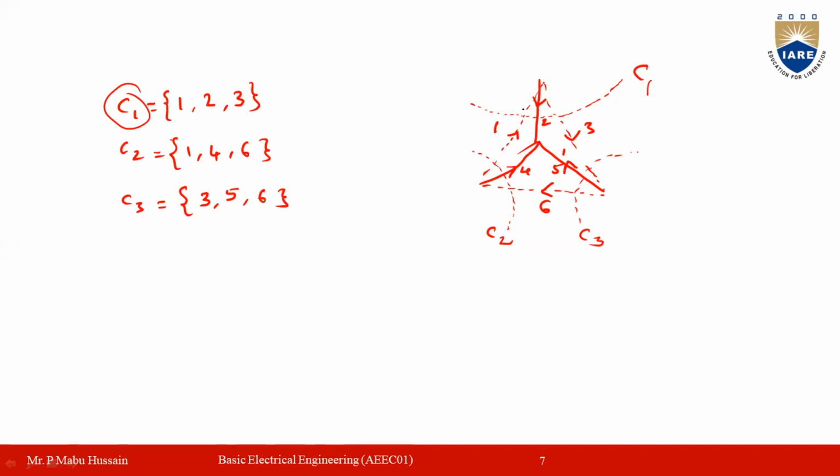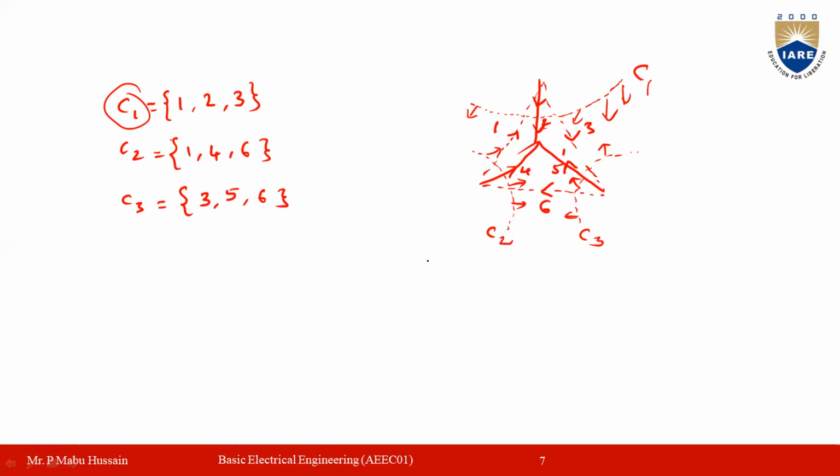The direction for this cut set you can assume in the direction of your twig here, right? Twigs are nothing but branches of your tree. 2 is in this direction, so you also assume that the cut set has the direction this way. For 4 in this direction, for 3 in this direction. So the direction of your cut set is assumed to be in the direction of your twig.